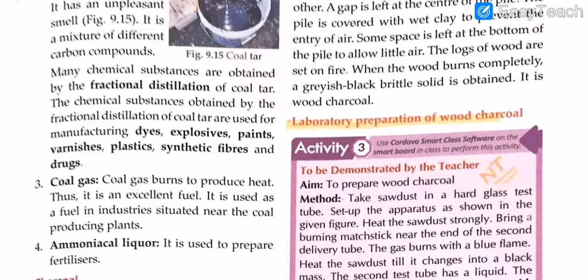So coal tar, what was it? It's a black and thick liquid, and it has an unpleasant smell. That's right. And many other chemical substances are obtained by the fractional distillation of coal tar to produce dyes, synthetic fibers, explosives, paints, drugs, plastics and varnishes, right? Then coal gas, it burns to produce heat and it is an excellent fuel. It is used as fuel in industries situated near the coal producing plants.